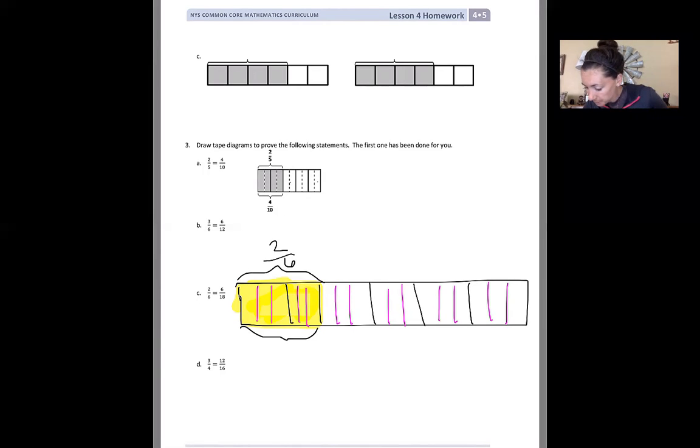So how many are shaded out of the 18? 1, 2, 3, 4, 5, 6. I have 6 out of 18 shaded. All right, that's kind of a fun part in this assignment.